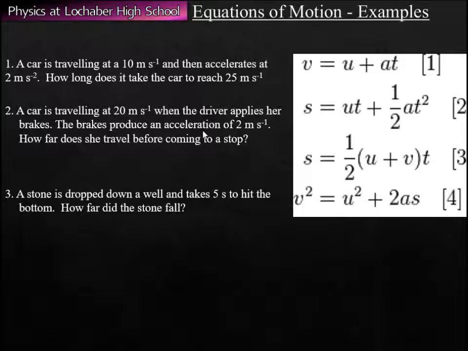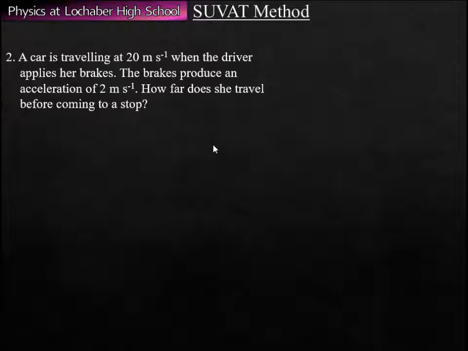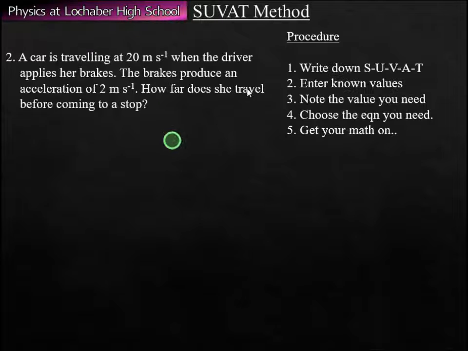So we've already had a look at the first one. Let's have a look at number 2. A car is travelling at this speed. The driver applies her brakes. There's a certain acceleration, and we want to know how far she's going to travel before coming to a stop, the so-called stopping distance. Well, we have our procedure.